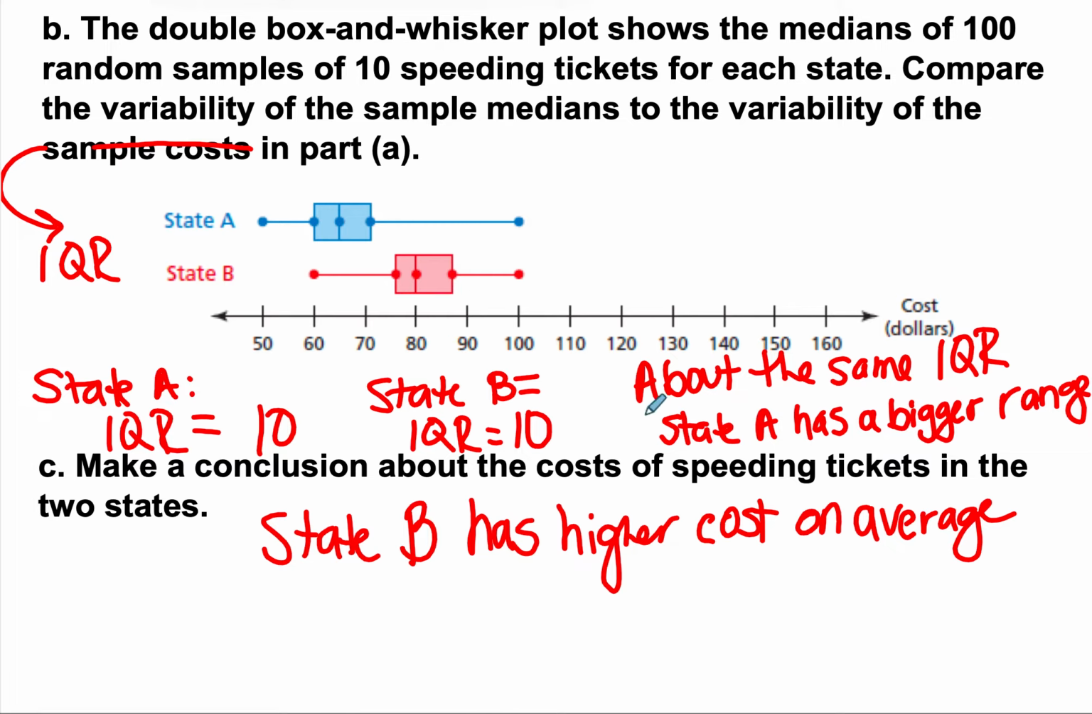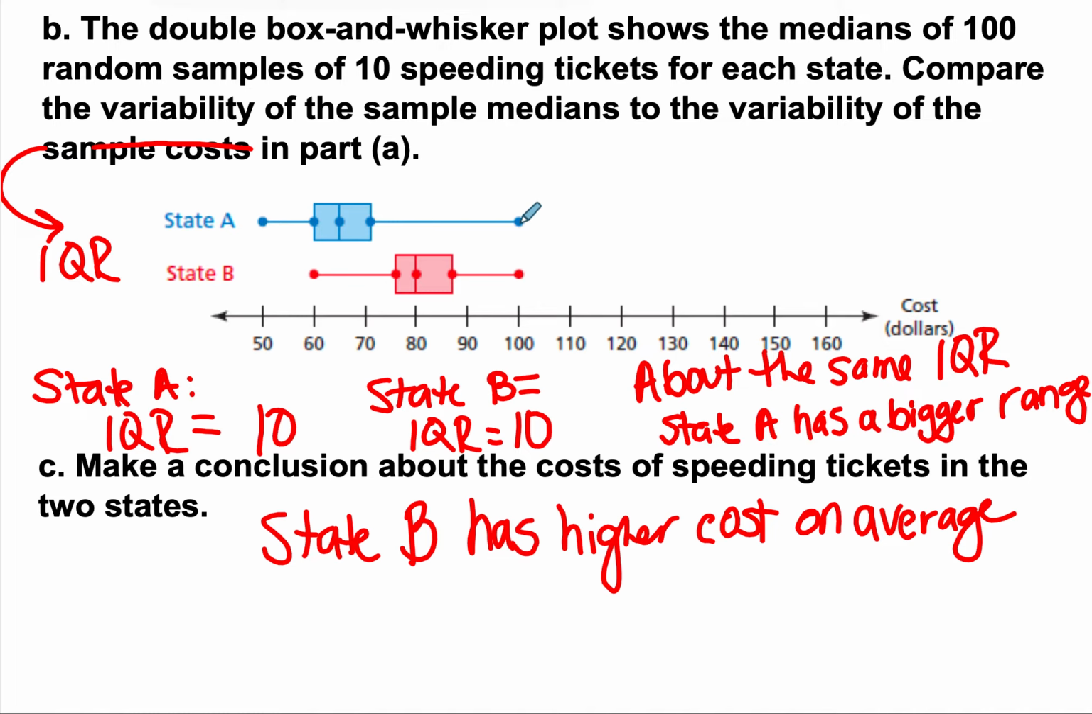And then our statement of comparison about the IQR is about the same. I added in there that state A has a bigger range. That's the greatest to the least because it does. It's also a measure of variability, but you wouldn't have to put that. As long as you mention something about the variability, that's all they're asking for.